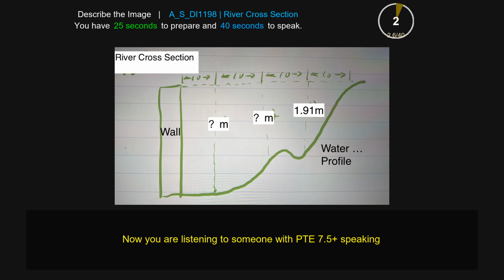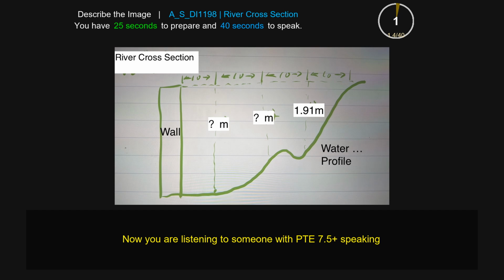The following picture gives us the information about the river cross section. According to the picture, we can see a wall, a water profile, and between the wall and water profile there are four sections. Each section is divided by 10 units. In the first section, the meter is not known. In the second section also the meter is not known, whereas the third section it is 1.91 meters. The wall is in the right side, whereas the water profile is in the left side of the picture. In conclusion, the picture is described very beautifully.